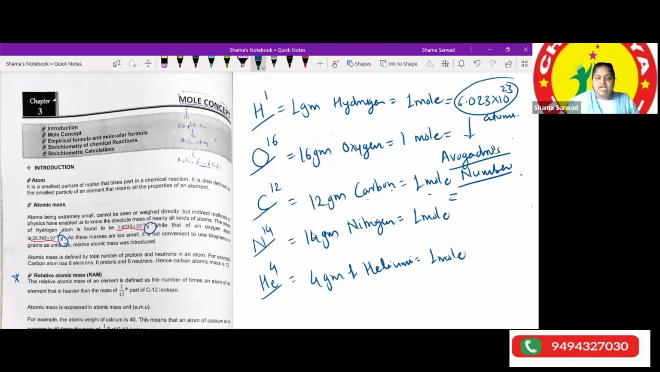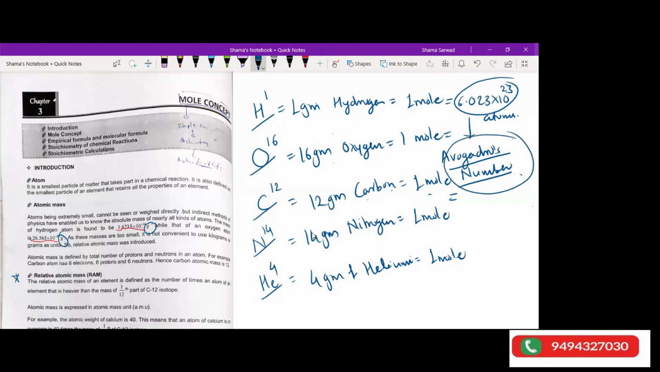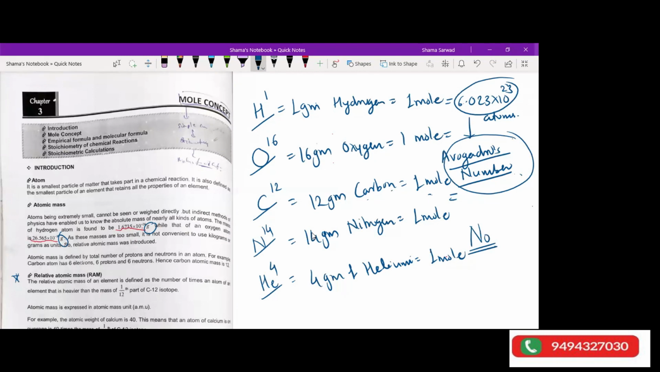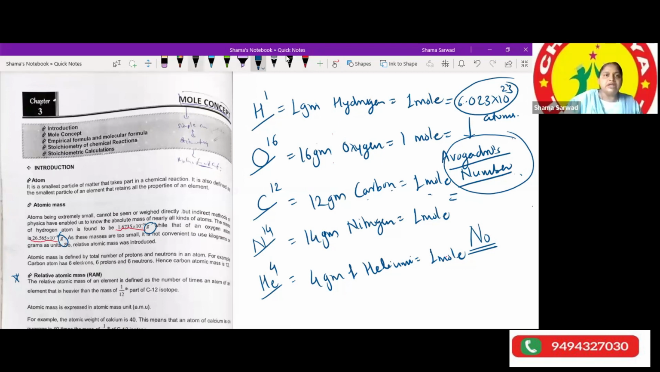You can understand, right? If you take the atomic mass or the molecular mass of any substance, whatever would be the grams, that is 1 mole of that substance, and 1 mole of a substance consists of the same number of particles, that is 6.023 into 10 raised to 23, and that is called Avogadro's number. It is denoted by N0. Okay, clear? Okay, fine. We'll move forward now.